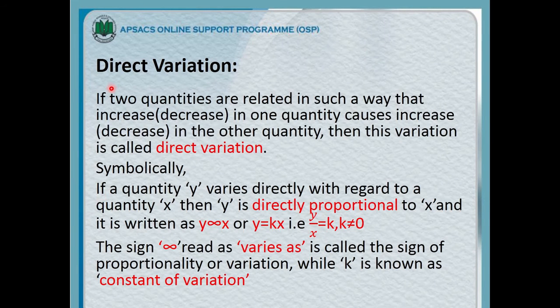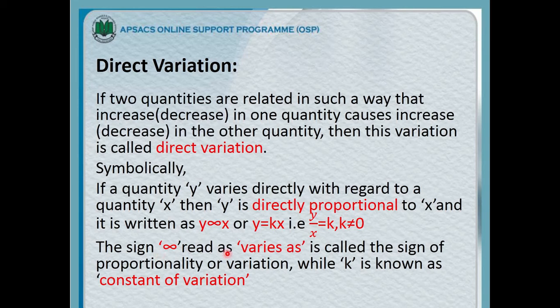Let's discuss direct variation. If two quantities are related in such a way that increase in one quantity causes increase in the other quantity, then this variation is called direct variation. Symbolically, direct variation is written as y is directly proportional to x, or when we remove this symbol, we will have a constant k, y equals kx, and from this equation we will find out the value of k by dividing y by x.